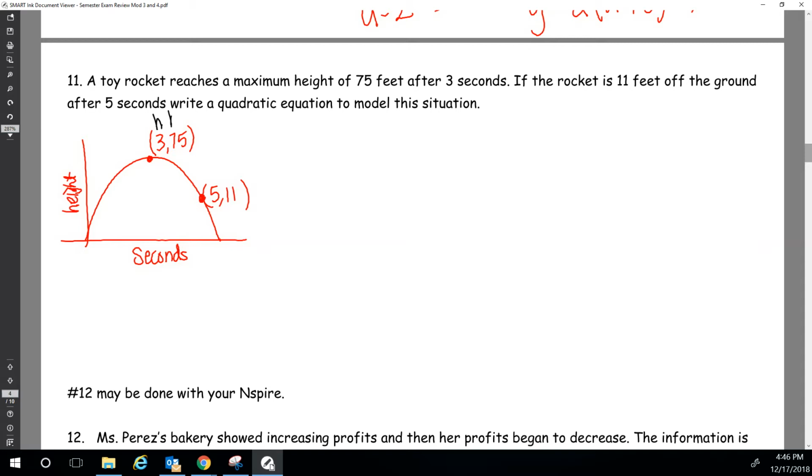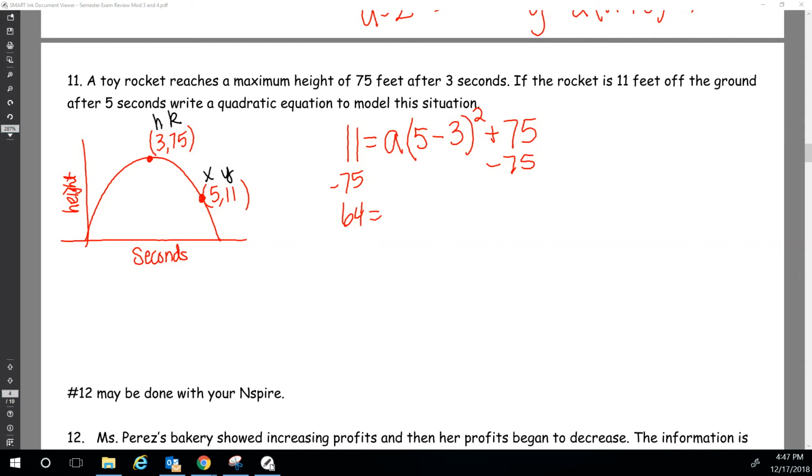So remember your vertex is your h and your k, the other point is your x and your y. So my y is 11, we don't know a, that's what we're trying to find. x is 5 minus h, which is 3, squared plus k is 75. Subtracting 75, I get 64, and then over here I got 5 minus 3 would be 2 squared would be 4a. Dividing by 4, I get a is equal to 16.